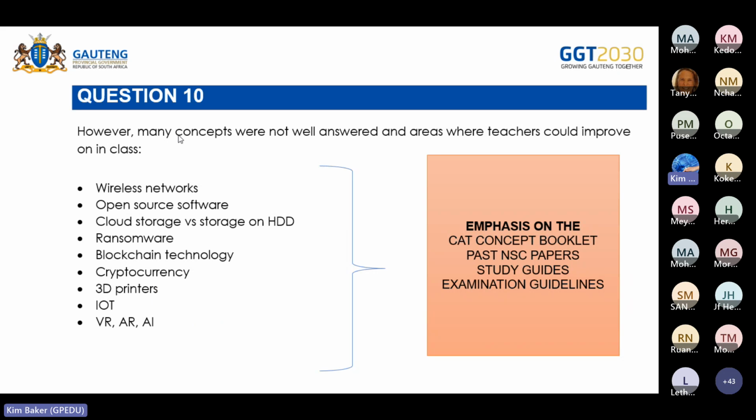Many concepts were not well answered, like I stipulated just now. So you need to see, like I said, the CAT concept book, past papers, study guide, examinations. All of these things are found, explained, and given in detail. When I say detail, the advantages, disadvantages, limitations, practical examples, all of these things are explained in these booklets that you need to get hold of, please.